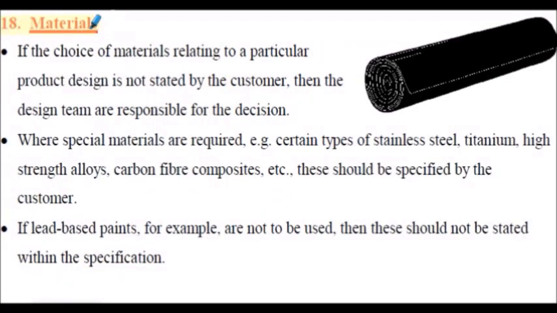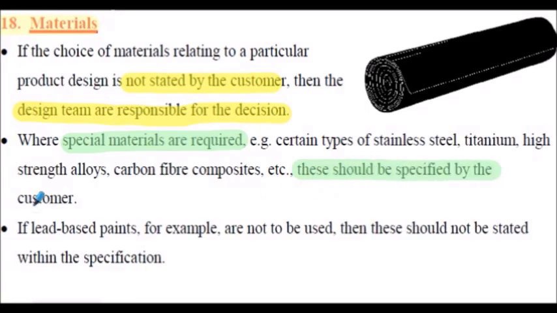Requirement 18 is materials. Sometimes the customer states the materials, but if they're not stated by the customer, then the design team are responsible for deciding on preferable materials. Sometimes special or exotic materials might be required. These can sometimes specifically be specified by the customer. For example, very large companies in the aerospace sector will often specify particular materials to use. Obviously, we avoid toxic materials these days. Lead-based paint, for example, should not be specified.